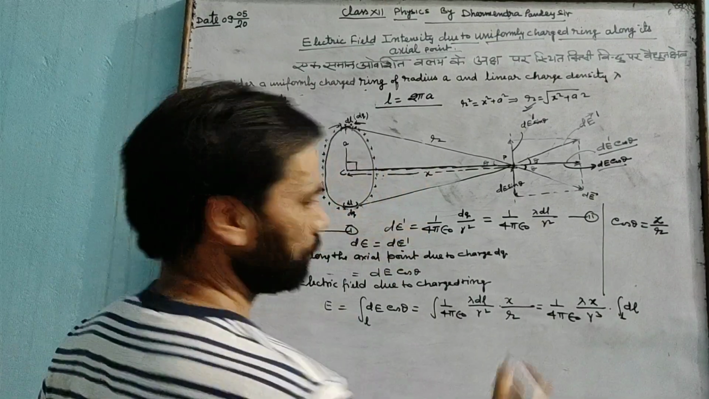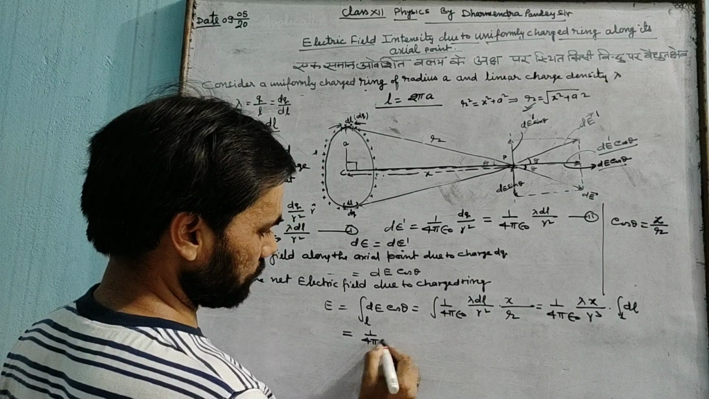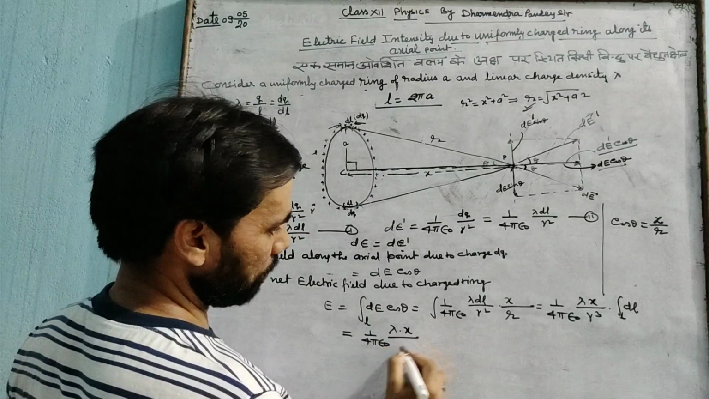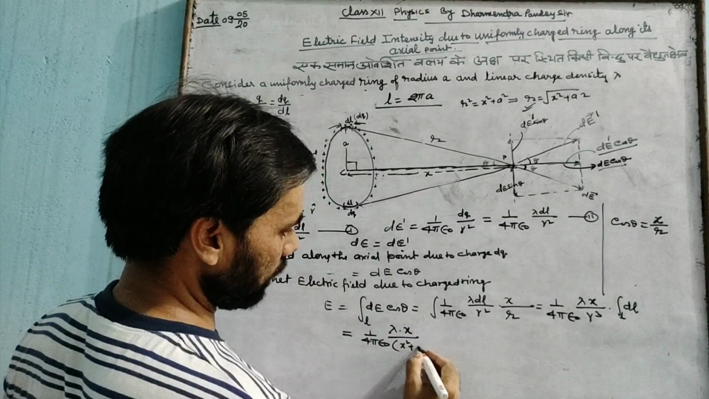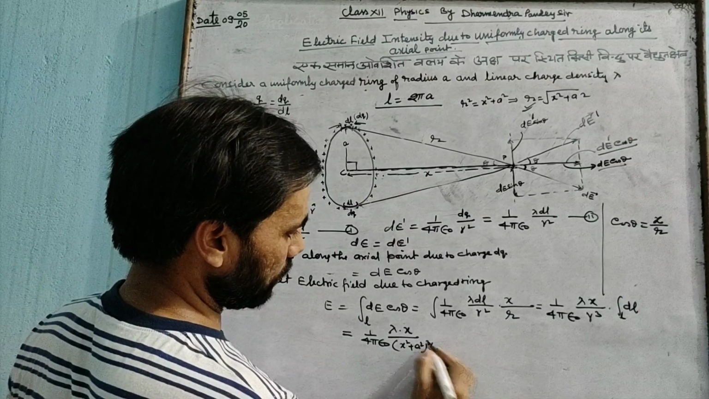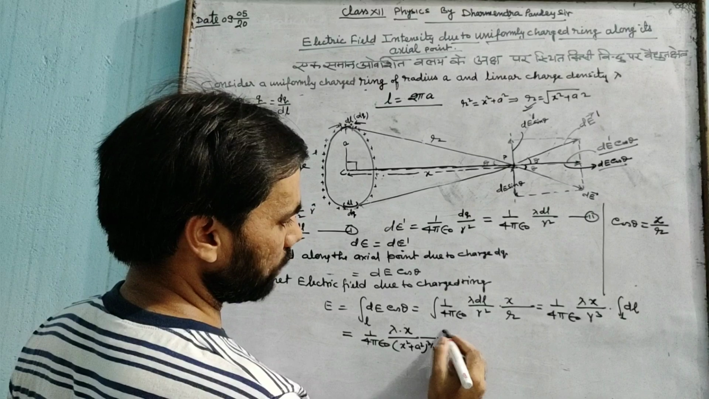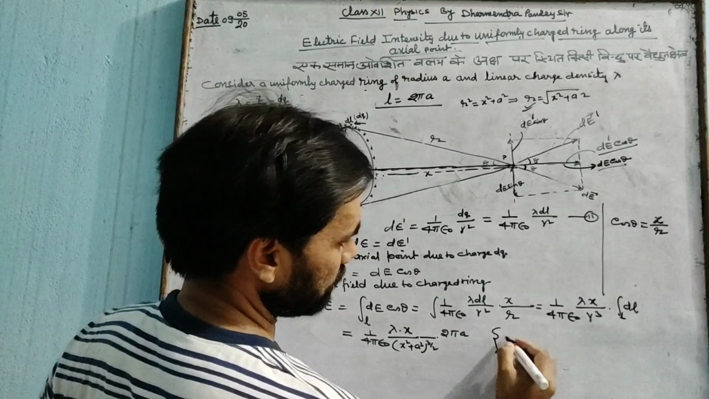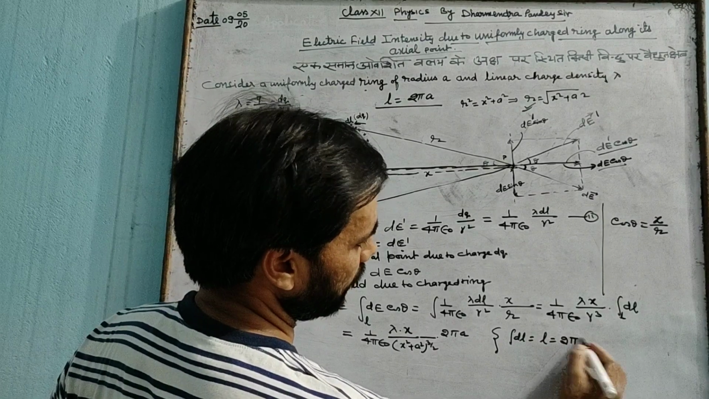over L. That means this becomes equal to 1 upon 4 pi epsilon 0 lambda into x upon, in place of r cube we can write x square plus a square to the power 3 by 2, and in place of integral dl we can write 2 pi a. This is the circumference. Why? It is because integral dl can be written as L, which is equal to 2 pi a.